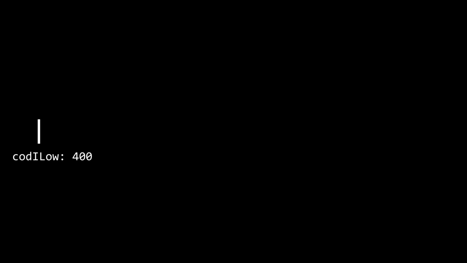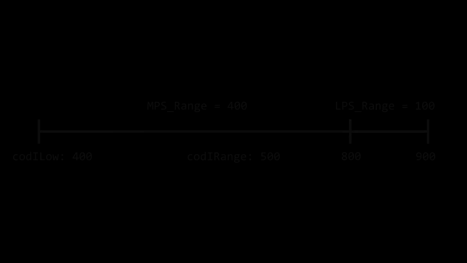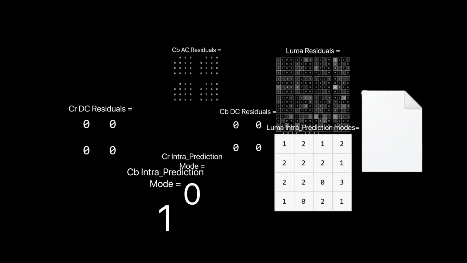The coding range, from code_i_low to code_i_low plus code_i_range, is split into two parts: the MPS range, usually bigger, and the LPS range, usually smaller. A third variable, bits outstanding, is initialized as 0. Now that we have initialized all variables, we can begin encoding.